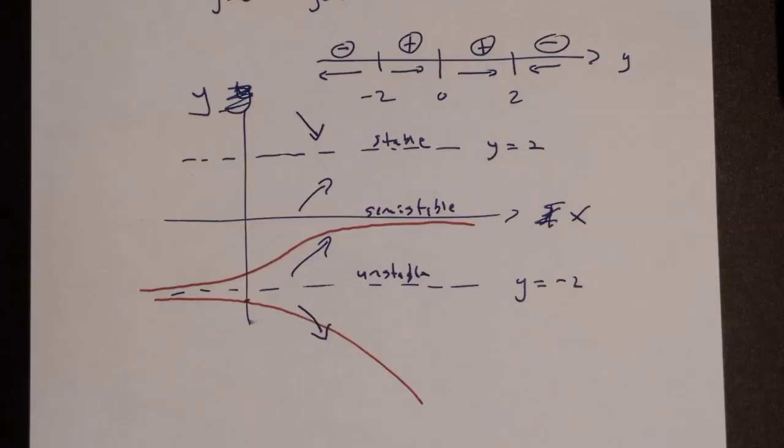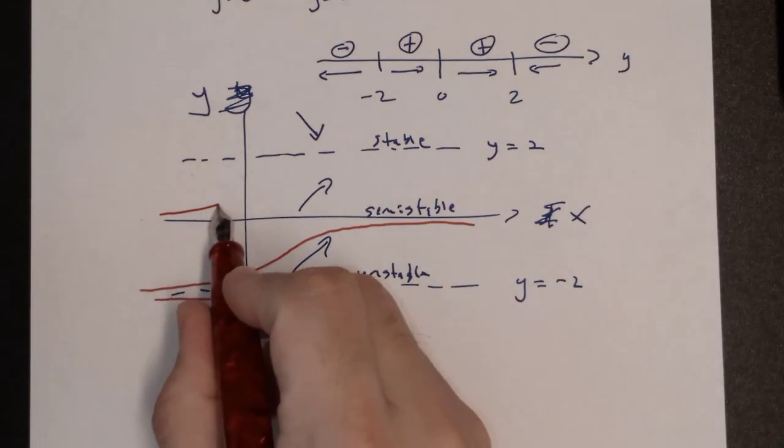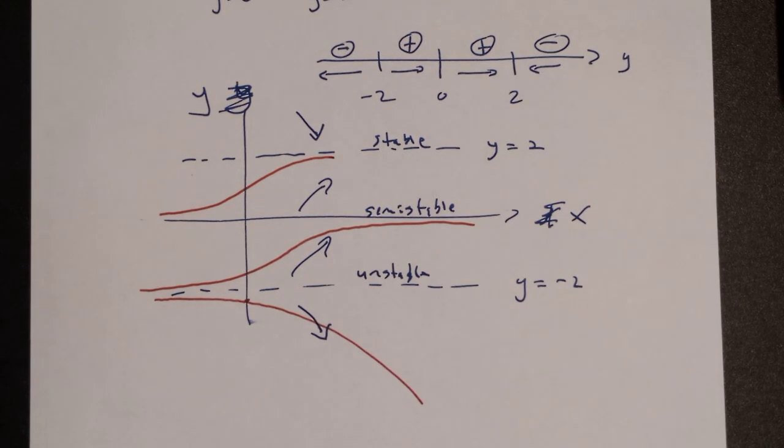What should happen in the next block up between 0 and 2? The exact same thing. And above, it should come down this way.